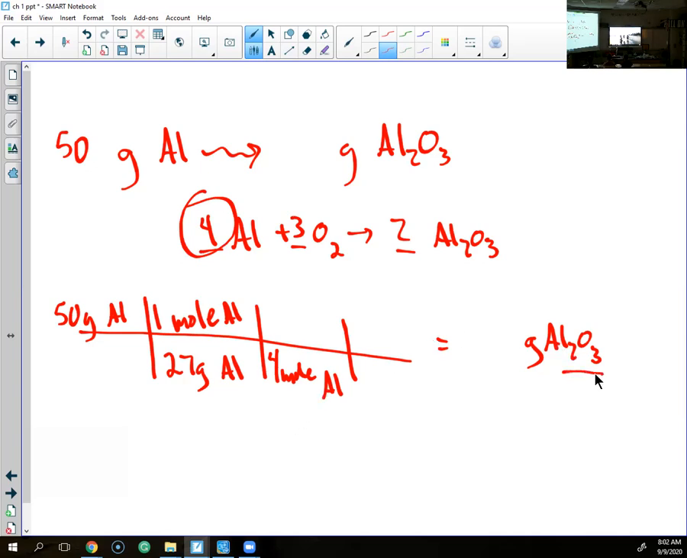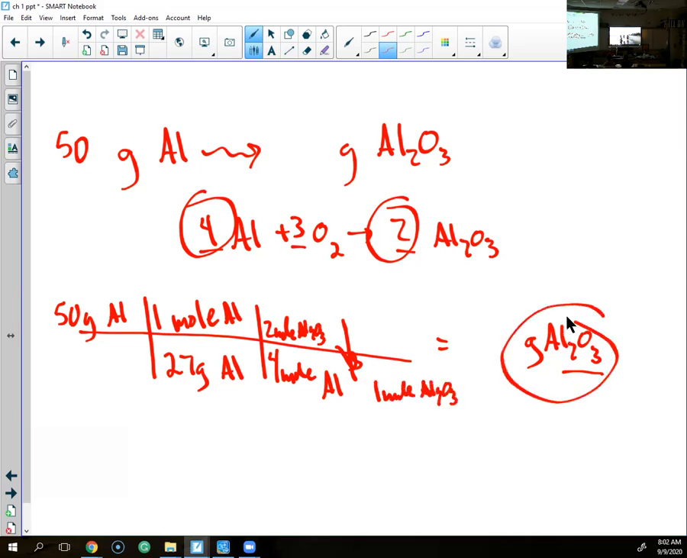And I want Al2O3, so I have 2 mole Al2O3. Down here, I need to get rid of mole. For every 1 mole Al2O3, I have 27, 54, 48, 102 grams of Al2O3. Then I do math. I take 50, I'm going to reduce this to 1/2. 50 times 102 and divide it by 54.